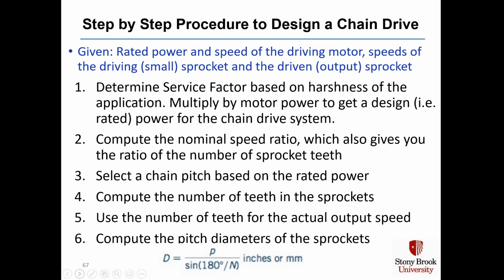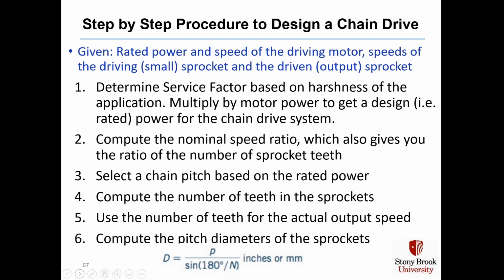Here's a step-by-step procedure to design the chain drive. Given the rated power and speed of the driving motor, and the speeds of the driving sprocket and the driven sprocket, first you determine the service factor based on the harshness of the application, multiplying the motor power to get a design rated power for the system. You then compute the nominal speed ratio, which also gives you the ratio of the number of sprocket teeth.